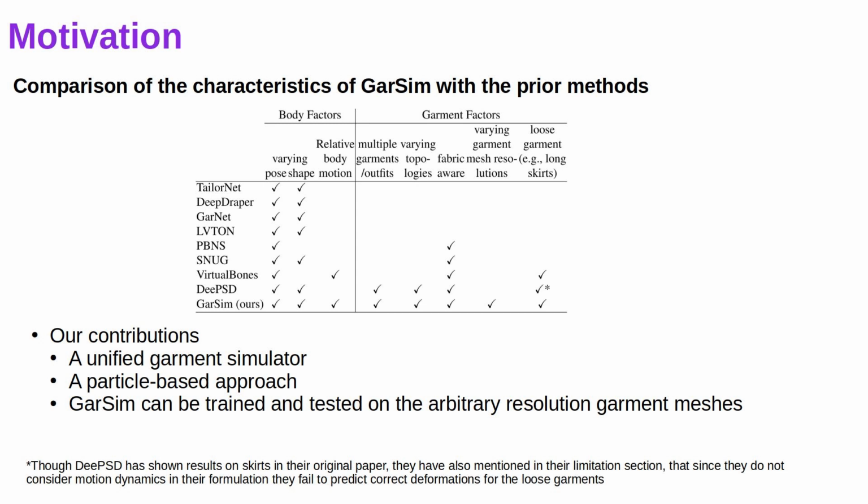Our contributions in this work are a unified garment simulator that can simultaneously learn deformation of multiple types of garments, for example, tops, skirts, etc., of varying topologies and fabrics, conditioned on the underlying body shapes, pose, and motion with respect to the canonical pose. A particle-based approach that exploits the relational inductive bias in the garment data and helps generalize to unseen body shapes, poses, and garment types. GarSim can be trained and tested on arbitrary resolution garment meshes.